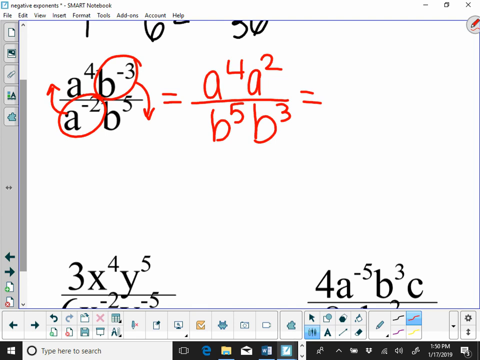Now let's apply our exponent rules. On the top, that is multiplication, so what do we do with our exponents? Add them, so we become A to the 6. And on the bottom, again, that is multiplication, so we add them, and 5 plus 3 gives me 8.